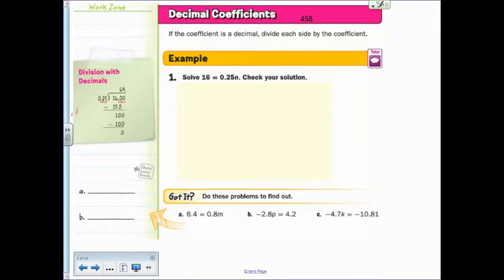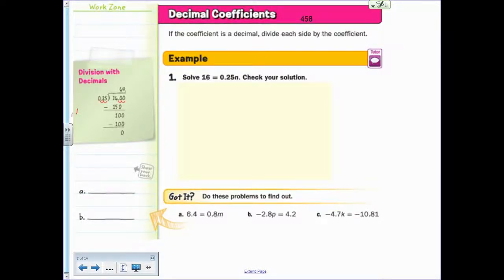Today we're going to continue on solving one-step equations like we have been. But today we're going to have decimal and fraction coefficients, or what we call rational number coefficients.